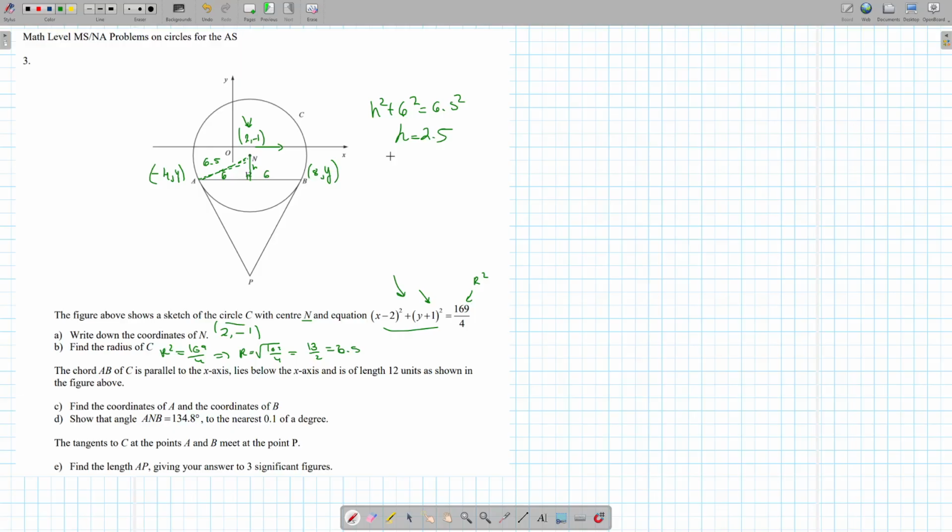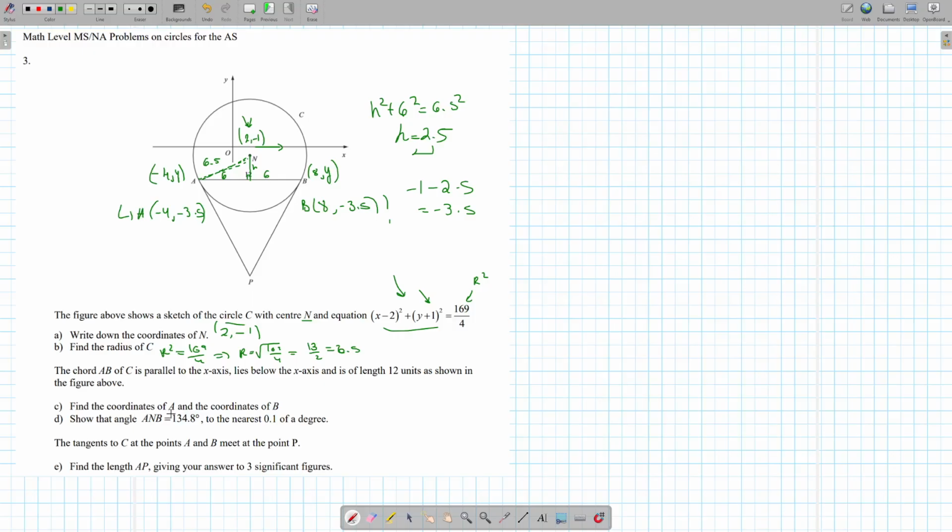So this is great because now I know how much lower points A and B are from negative 1. They're 2.5 units lower. So negative 1, you go down 2.5, you're going to be left at negative 3.5. So the coordinates of A are negative 4 comma minus 3.5, and B will be 8 comma minus 3.5. Easy.